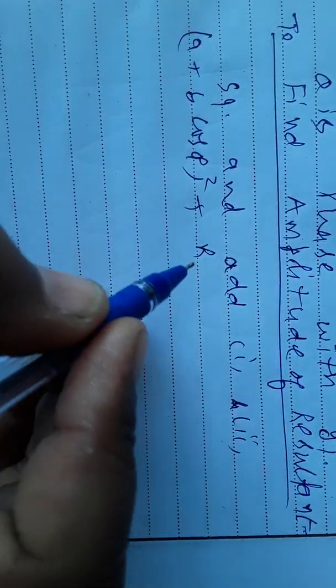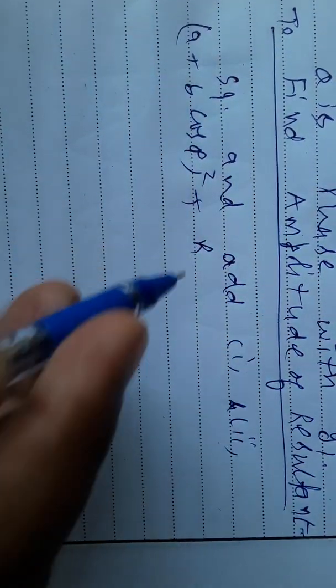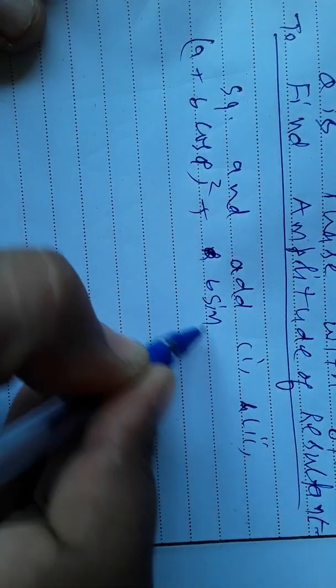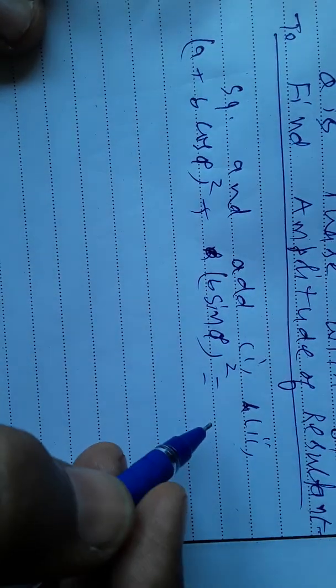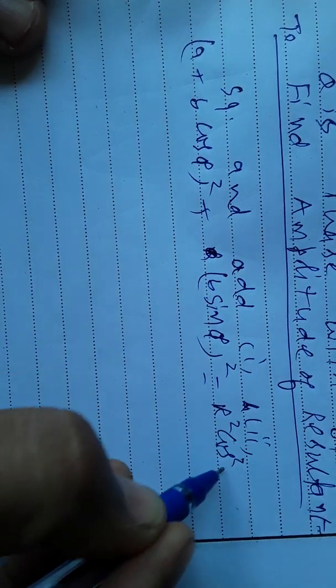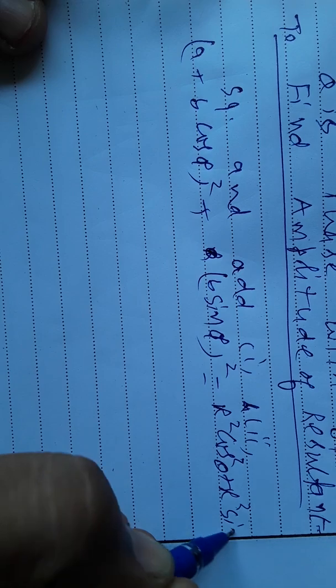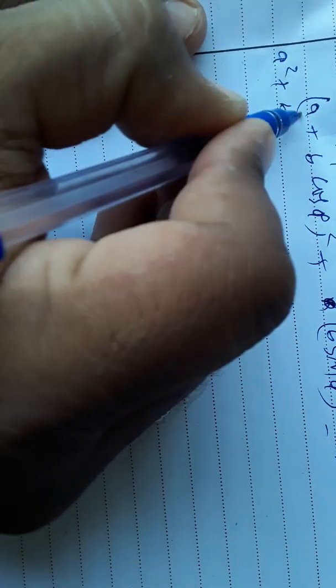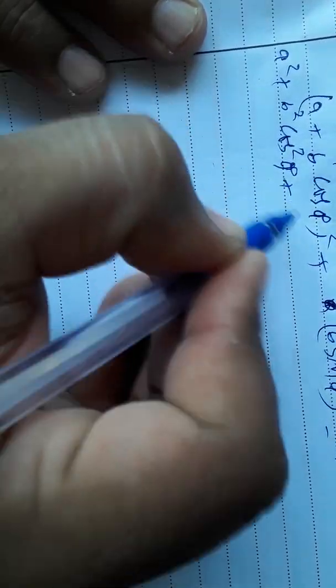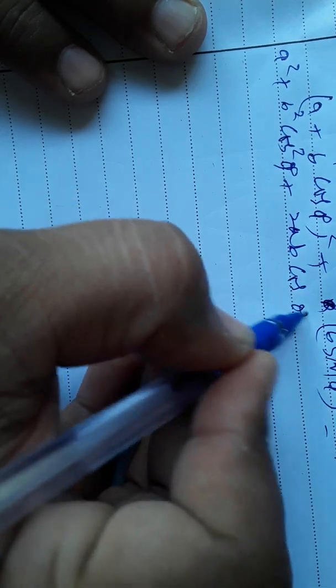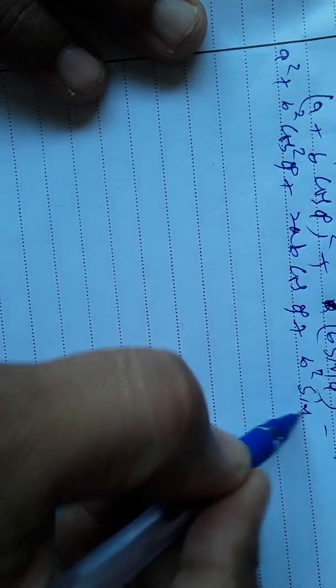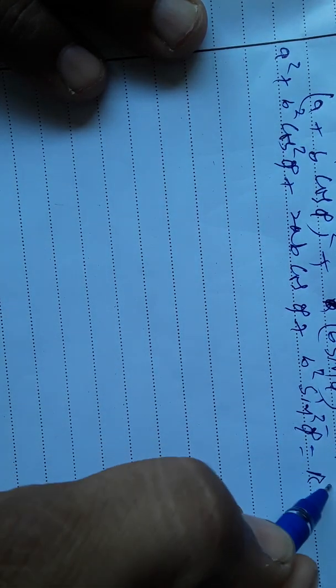plus (b sin phi) whole square is equal to R square cos square theta plus R square sin square theta. Now it will be opened: a square plus b square cos square phi plus 2ab cos phi plus b square sin square phi. We can take R square common, cos square theta plus sin square theta, and this is equal to 1.